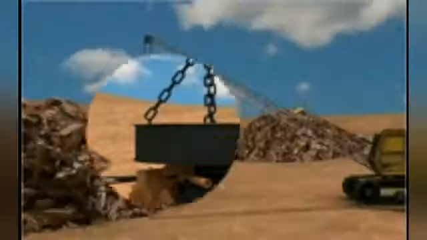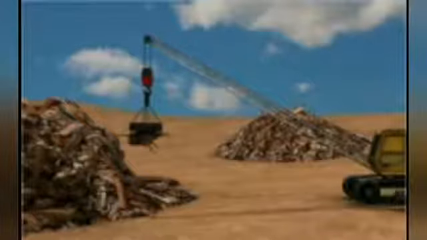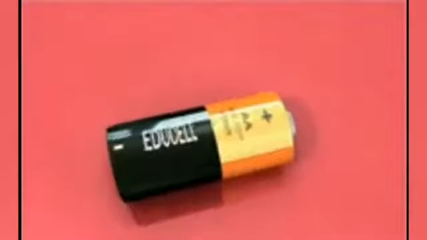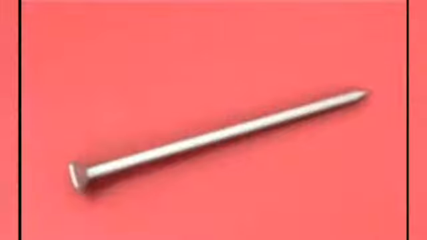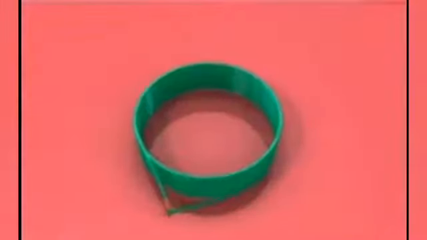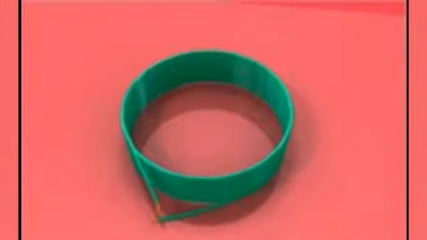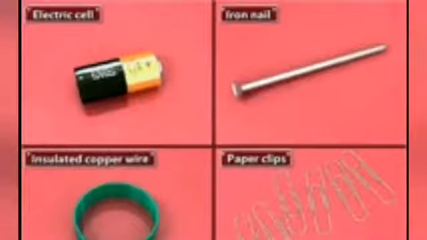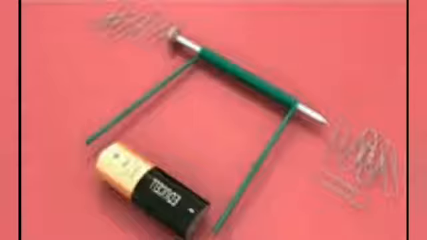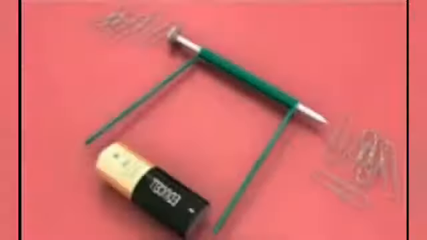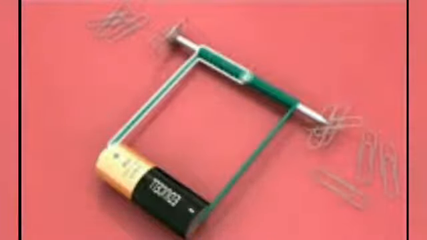You are introduced here to the term electromagnet. To find out what an electromagnet is, let us do a simple activity. For the activity, you need an electric cell, an iron nail, a piece of insulated copper wire, and some paper clips. Let us now start with the activity. Wrap the insulated copper wire tightly around the iron nail and attach its bare ends to the terminals of the battery. What do you observe?